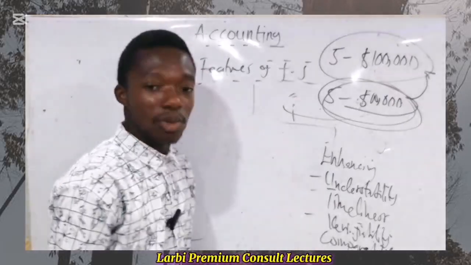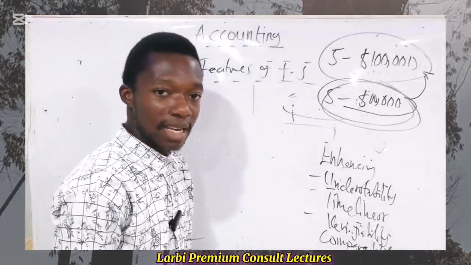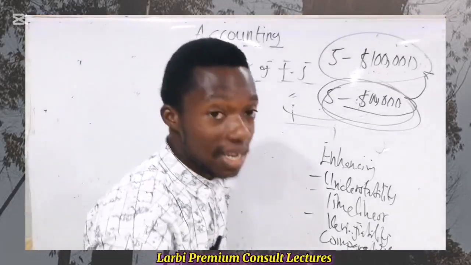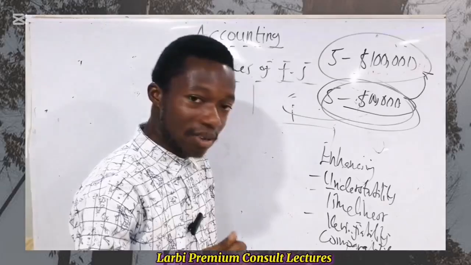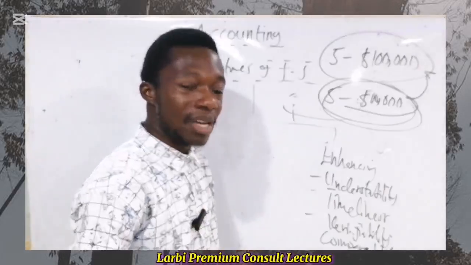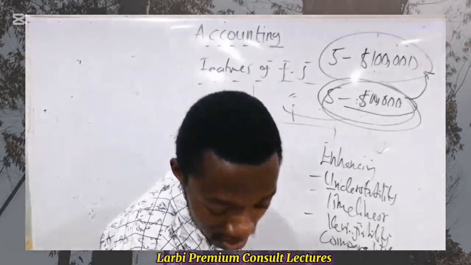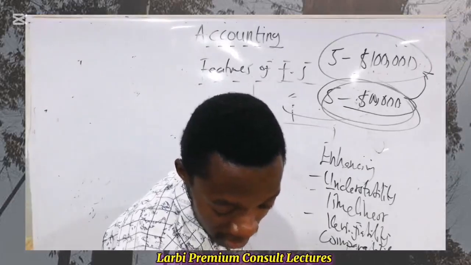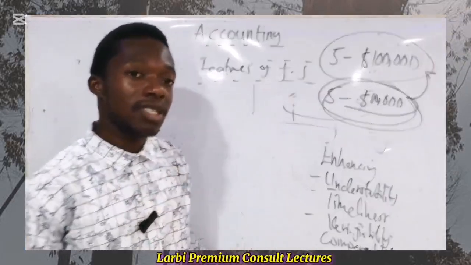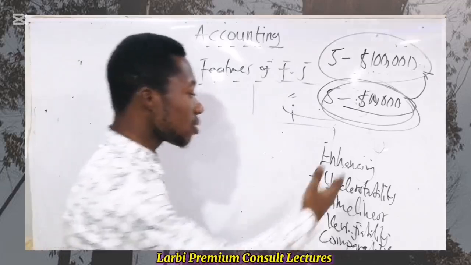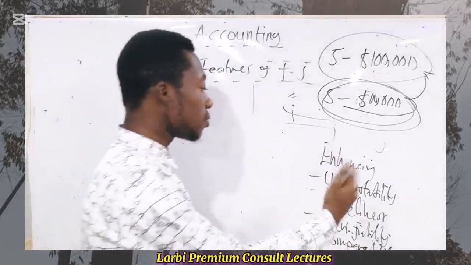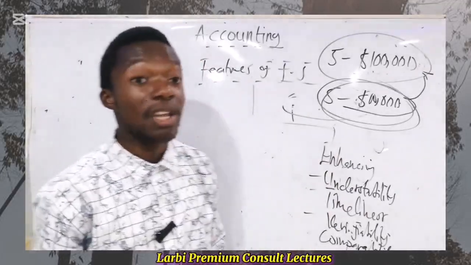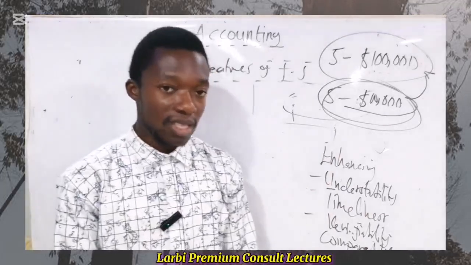The next one has to do with timeliness. When we say timeliness, we are saying that the financial statement or the accounting information is supposed to be presented on time in order to make useful decisions. If it's not presented on time, we can't make useful decisions with it. It needs to be presented on time so that decision makers can make useful decisions with it, otherwise it becomes irrelevant.